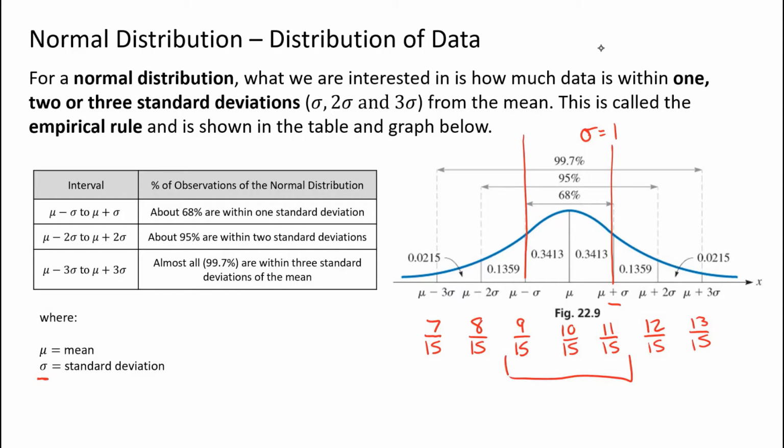2 standard deviations from the mean, again, you notice that this curve gets shorter and shorter, meaning less and less observations fall within that, or to the other side of it.